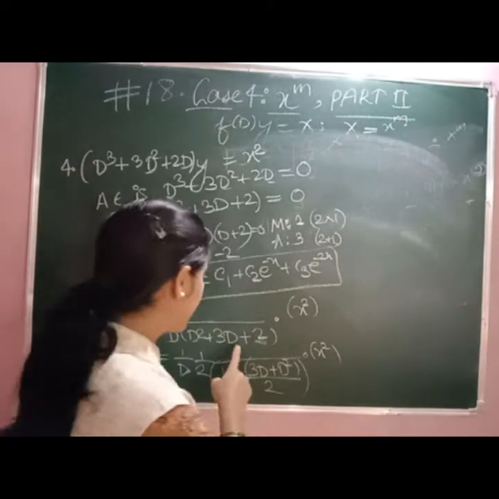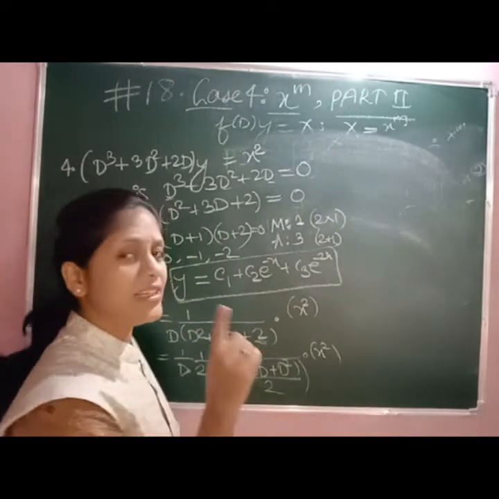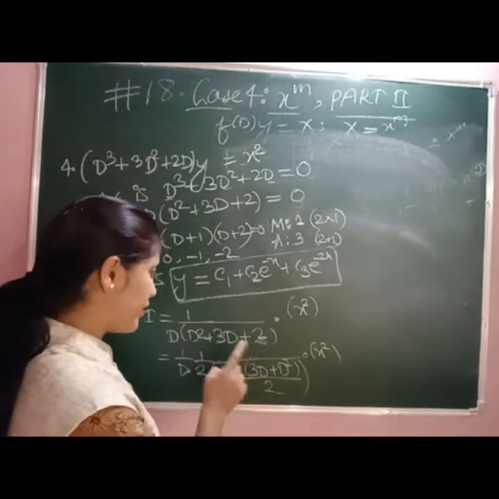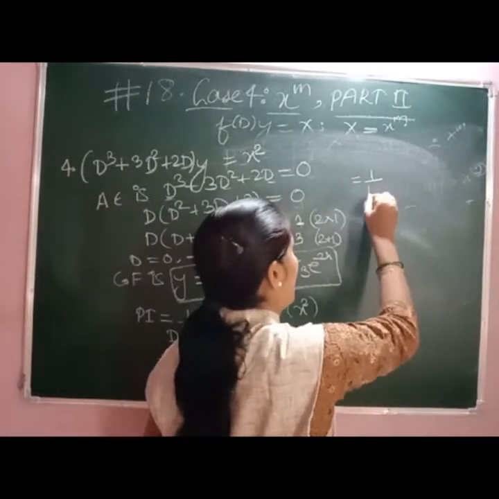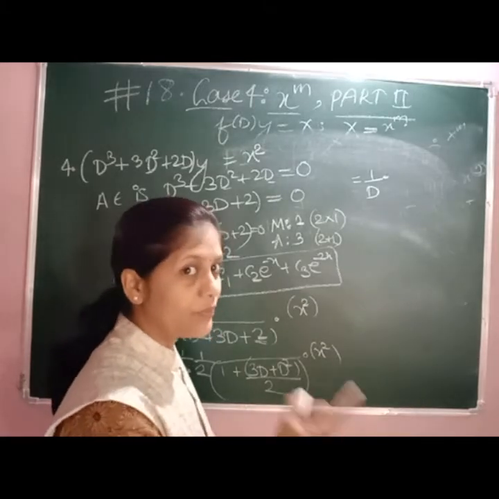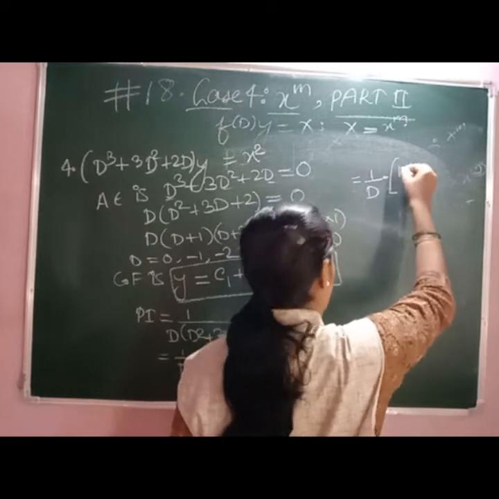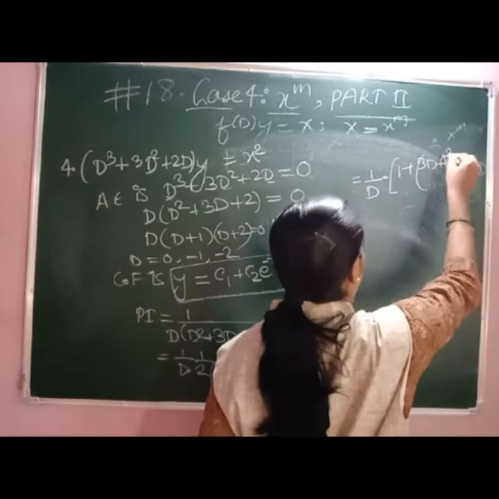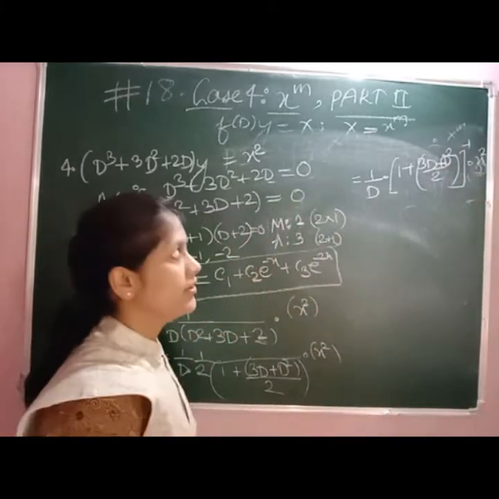After writing this, just check once whether it is right, because all the calculation you are doing depends on this. So 2 right, 3d and d square, right? So this can be written as 1 by d outside as it is. What is this? 1 upon 1 plus 3d plus d square by 2, whole inverse of x square, right?